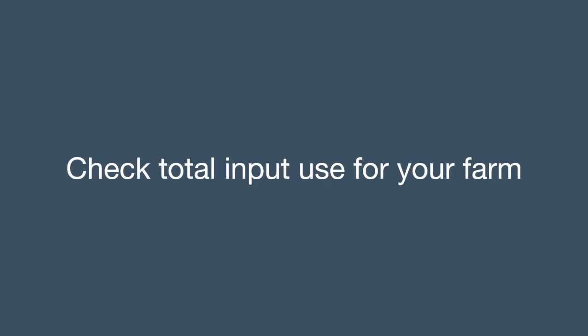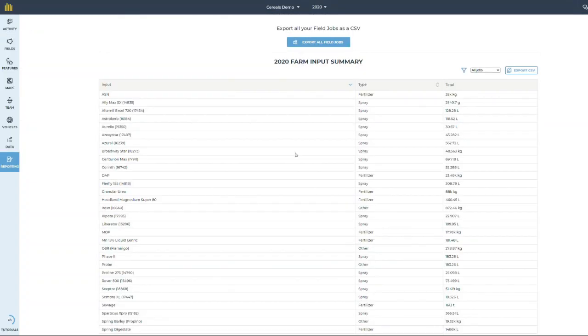Check total input use for your farm. On the web app, you can also look up the total amount of an input used for the whole farm using the Farm Input Summary on the Reporting tab. This is helpful to get total usages for costings or to find out how much you will require of a spray for all your upcoming work.